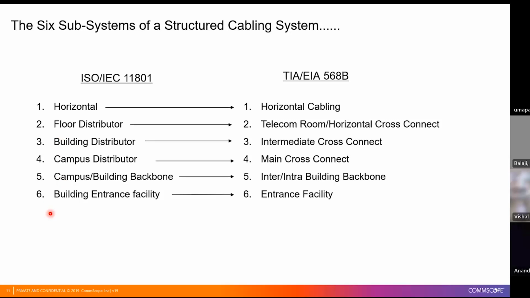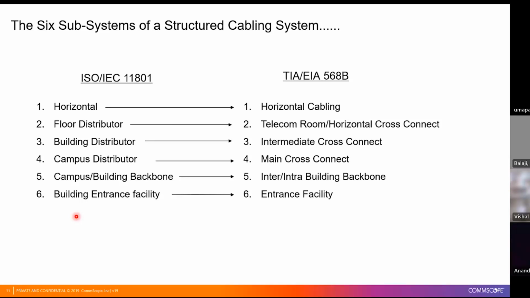And then finally, you have something called the building entrance facility. This is a standard recommendation. So whatever ISP cables, anything coming from outside, should be terminated at the entrance itself. They should not bring all the ISP cable coming from the outside directly into the data center or your campus distributor location. So it should get terminated at the entrance.